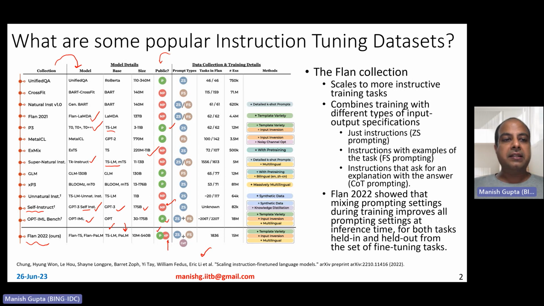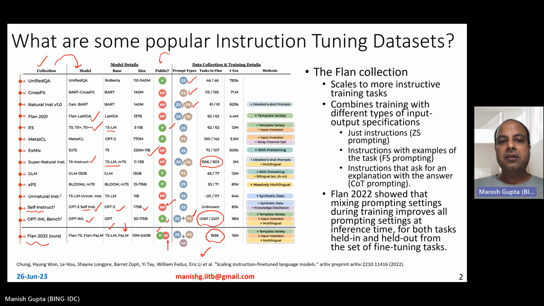Now, these data collections essentially have either zero shot prompts, few shot prompts, or a combination of zero shot and few shot prompts. Right. These data sets also differ in terms of number of tasks. The largest one so far had been the supernatural instructions data set, a very large number of tasks. However, the Flan 2022 dataset also has a large number of tasks, 1,836 different tasks in the collection. Right. OPT-IML bench, this particular dataset has 2,000 plus tasks in it.